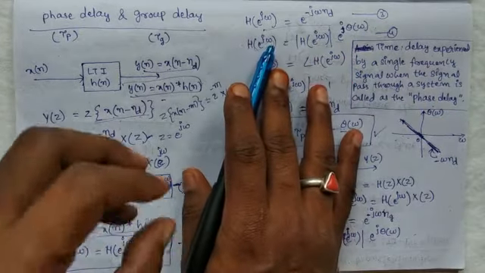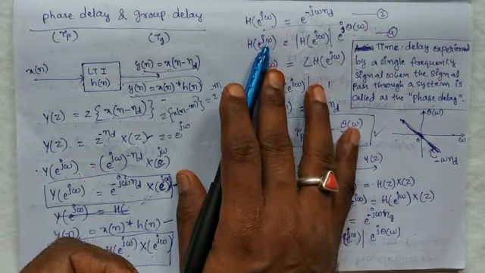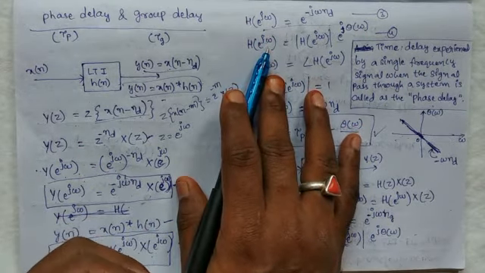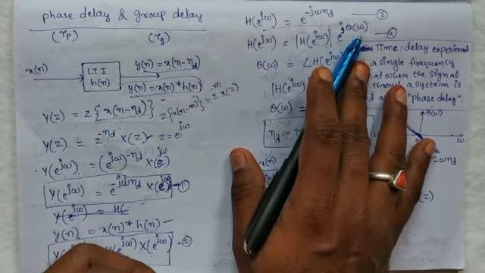Actually, the system response can be expressed in terms of what? In terms of magnitude and phase form.